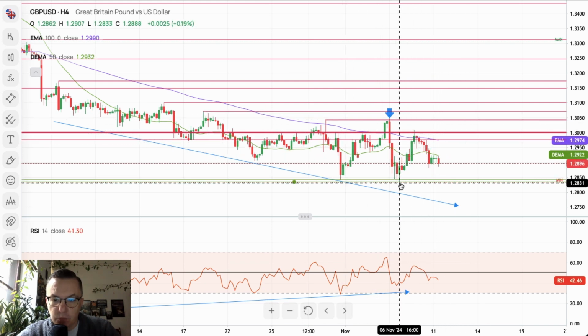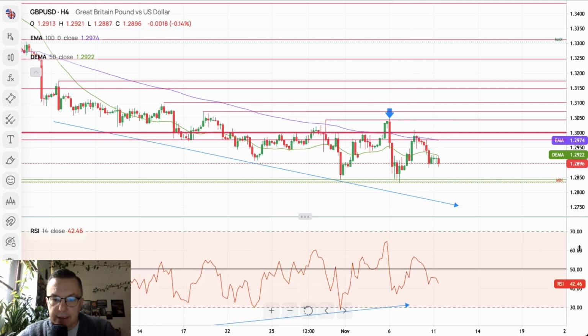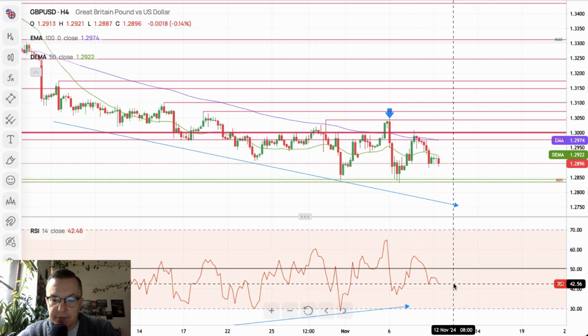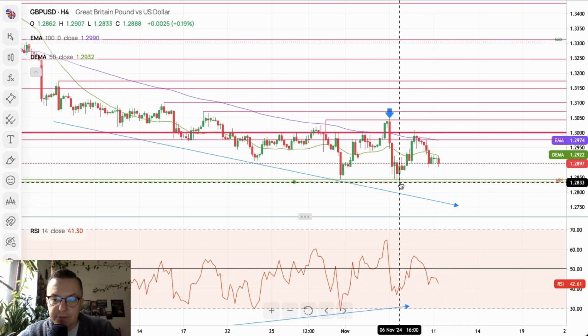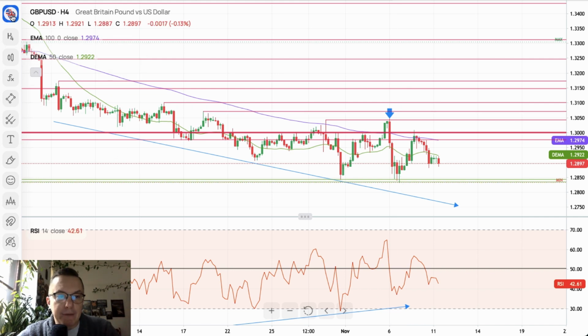It looks like the market wants to move lower, because right now, as you can see, the RSI is below the level of 50. Now it's around the level of 42. We might see a test of 1.2833 soon, which means that the outlook for the cable is bearish.